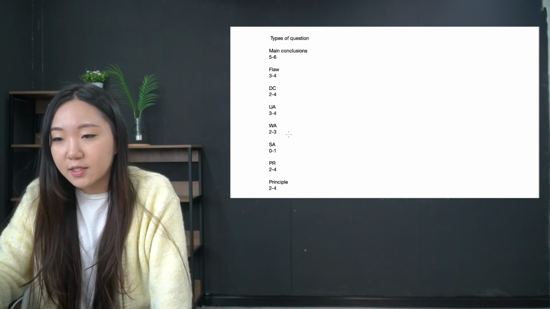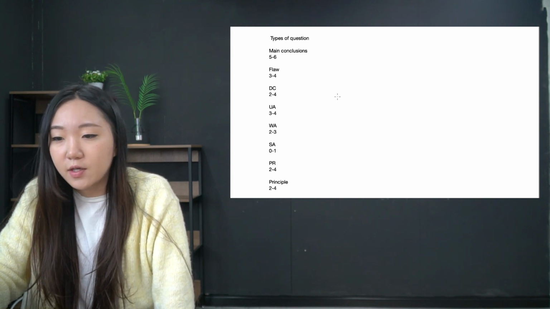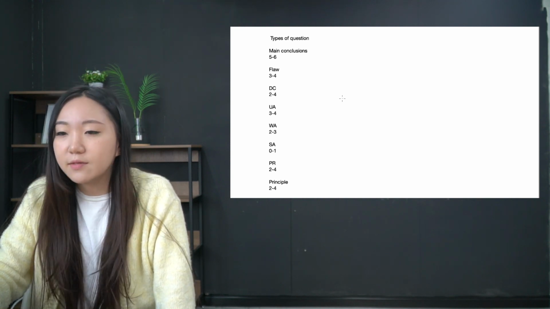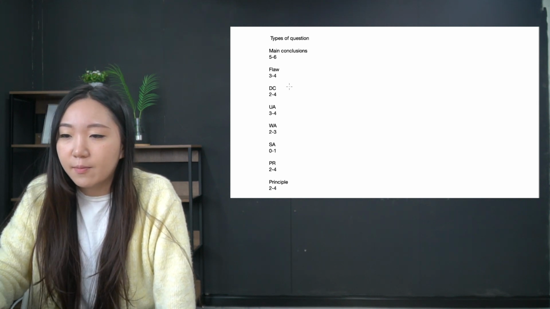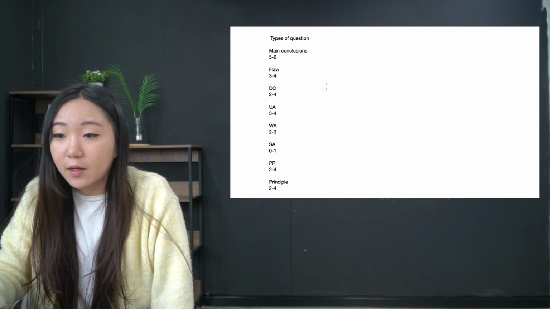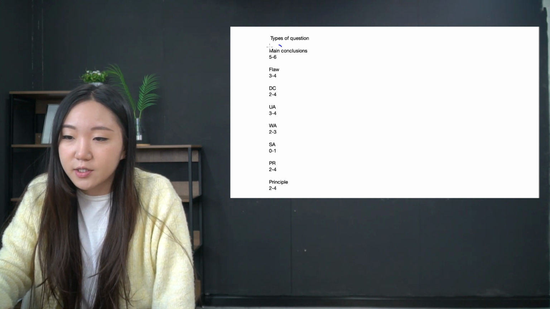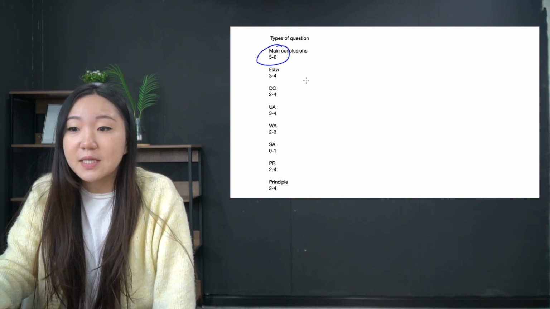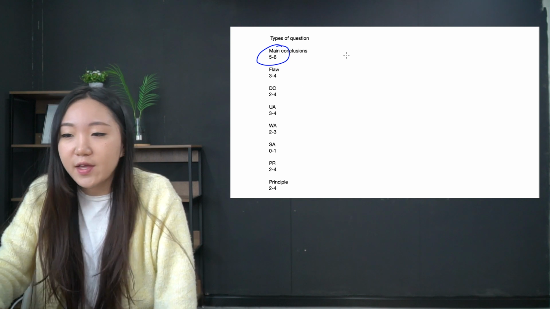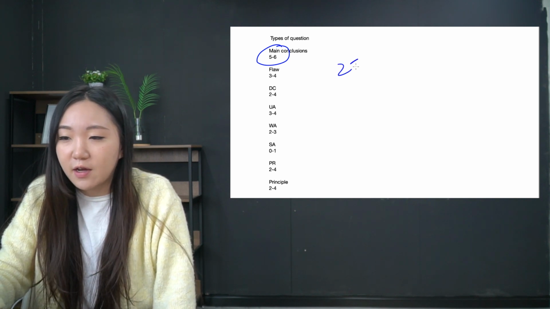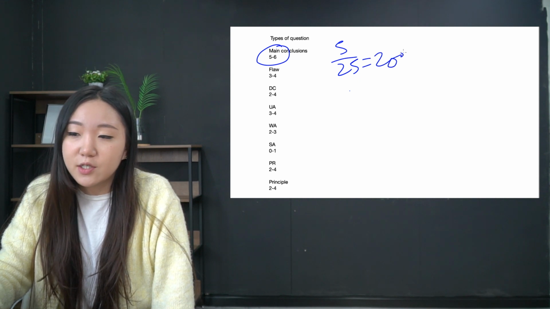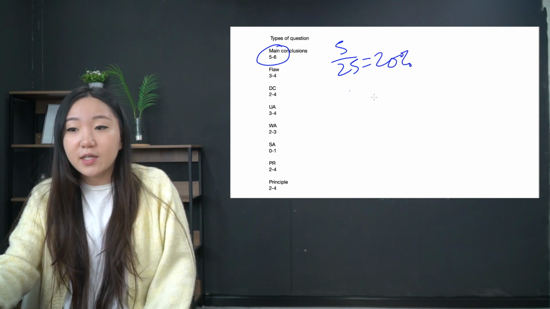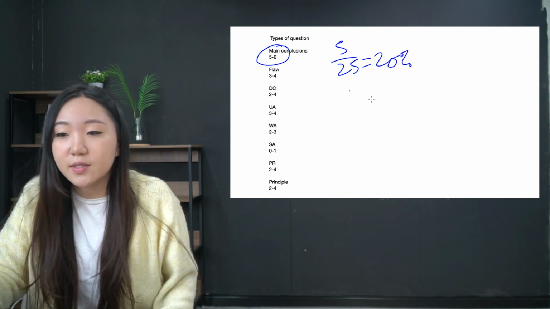The types of questions are something I also want to talk about. I've looked at the majority of the papers, and it seems to be the case, although I will caveat this in a bit, that main conclusion questions generally come up about 5 to 6 times in each paper. If you think about that, there's only 25 critical thinking questions, so literally 20% of the questions are main conclusion questions. So what does that tell you?